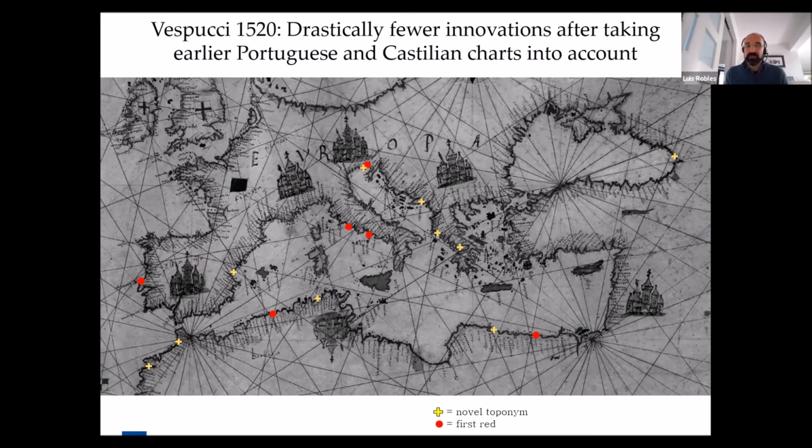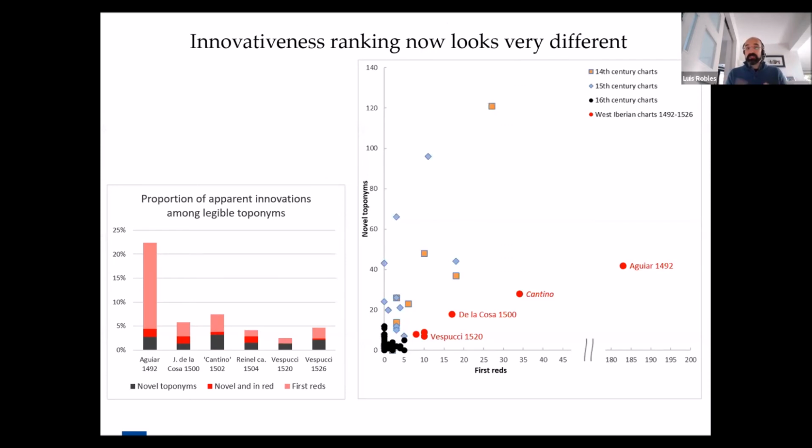That most of the innovations were in fact already present on other charts since 2 decades or 3 decades earlier. So when I plotted that, I went back to that graph I showed earlier. First, the Vespucci chart has come down close to the origin. It's no longer that innovative. It's more or less average for its century.